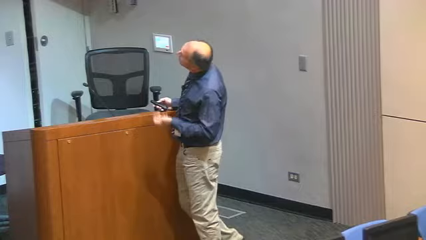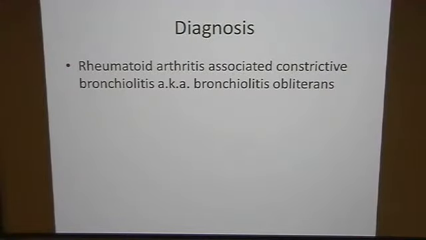Other causes for constrictive bronchiolitis. So this is what she had. Excellent. I think you've earned the remaining candy for that. Or you can share it with your colleagues, since you already have one.